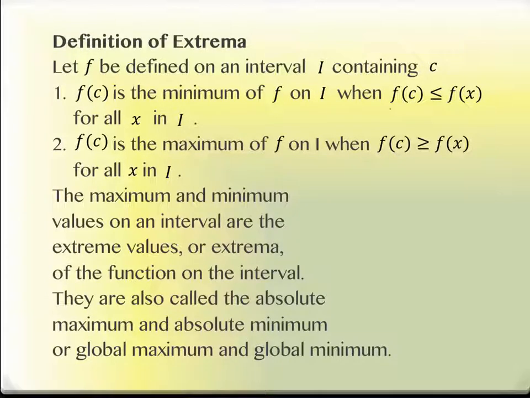So let's talk first about what extrema means. If f is a function defined on an interval I containing the point c, we would call f of c the minimum on the interval if it's smaller than everything in the interval. We would call f of c the maximum on the interval if it's larger than everything in the interval. The maximum and minimum values are called extreme values, or extrema, of the function on the interval. We also sometimes hear the language absolute maximum or absolute minimum, or global maximum or global minimum. Your book tends to use the absolute words, not the global words, but they're mentioned in there.